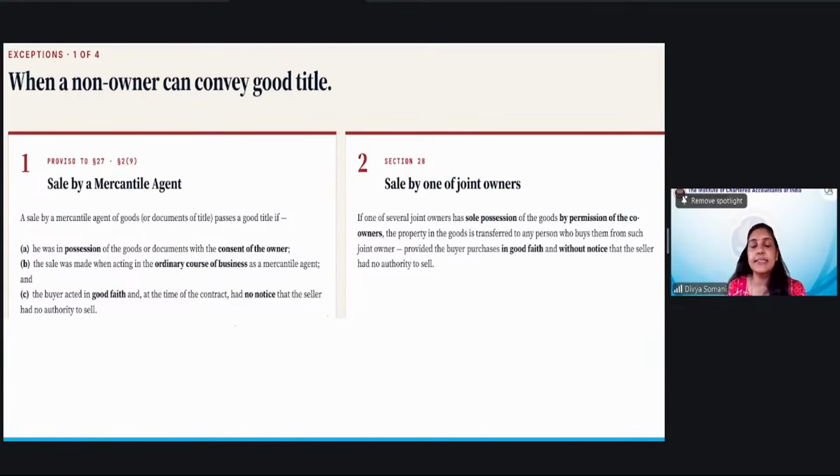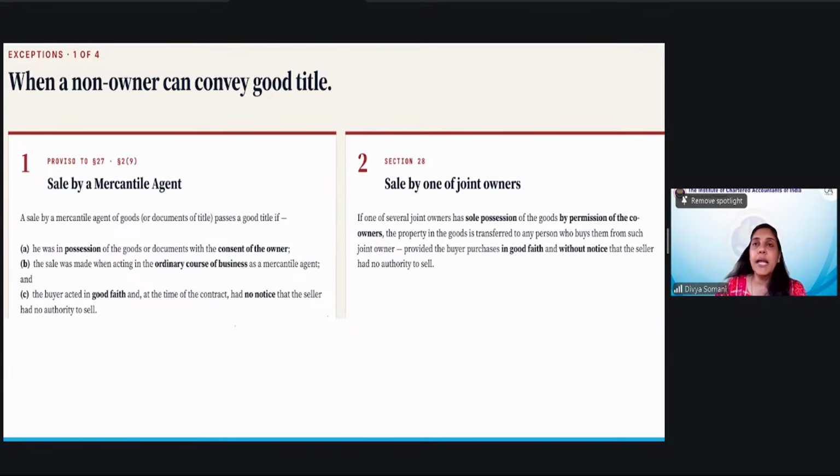We will study all these examples and then you will realize that this is a very, very important thing to be understood. Because whenever we are purchasing things, we do not ask the other person whether you are the owner of the goods or not. So that is why we have to be very cautious. We have to be very careful while purchasing the goods.